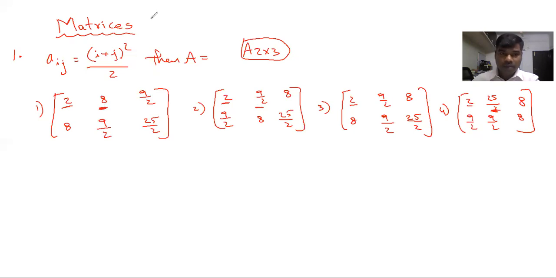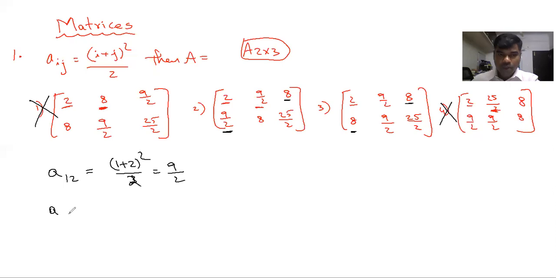What is the second element? A, first row, second column, A12. A12 is 1 plus 2, the whole square by 2, which is 9 by 2. The moment you get 9 by 2, this is a wrong option, and this is a wrong option. To decide between these two, don't calculate this element because it's the same in both options. Go for the second row, first column element, which is different for these two. If you calculate that, you can eliminate the wrong option.